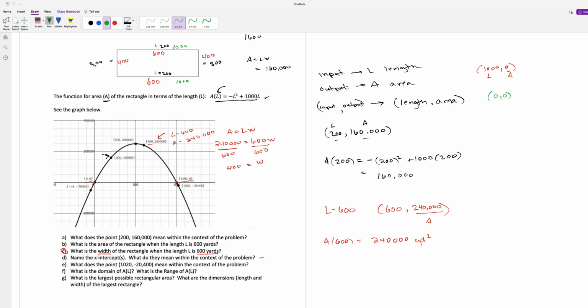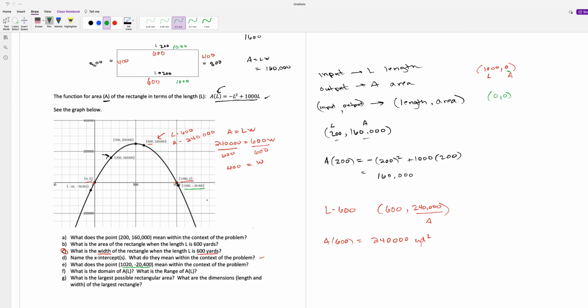So if we consider some of these points like part E, where you have a negative involved. If we look at this point, where we have 1,020 and an output of negative 20,400, of course that doesn't make sense. We know we can't have a negative area, right? So once those input values or lengths go beyond 1,000, we end up with this negative area, because again, that doesn't make sense. If I have a side length that is 1,020, and that means the opposite side would also be 1,020, I have already used more fencing than I have.